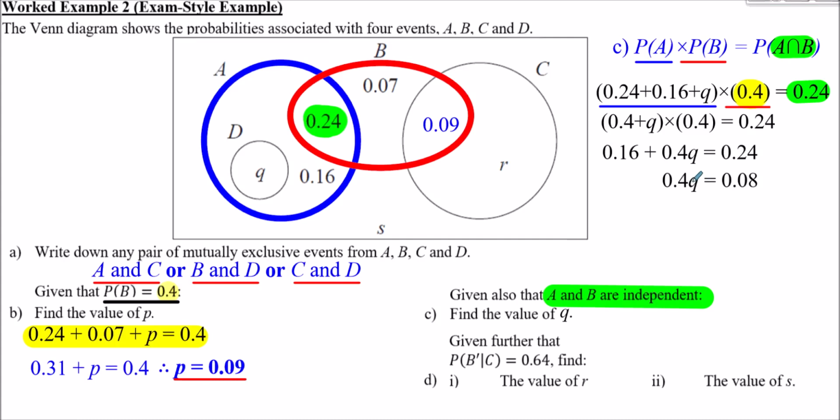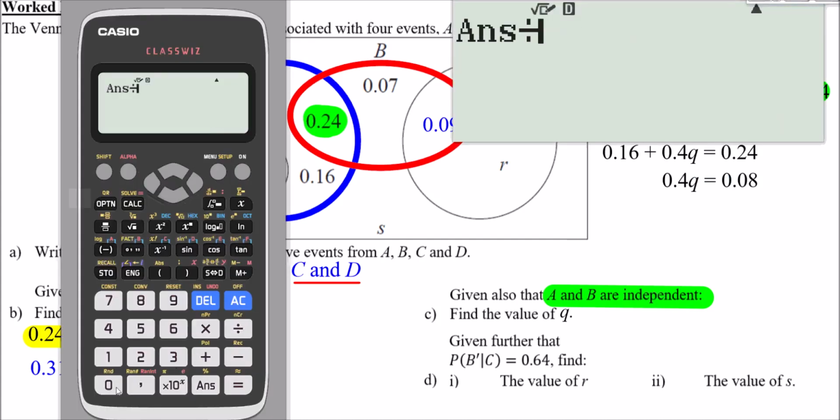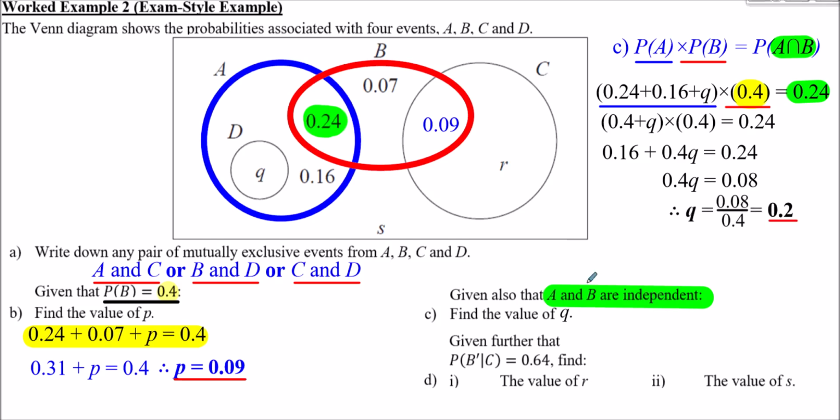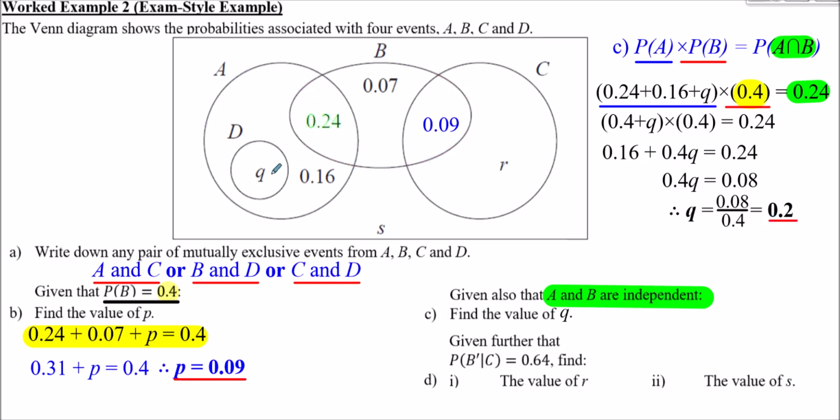And finally, to get Q on its own, we can divide both sides by 0.4. So divide that by 0.4, and we see that therefore Q must be 0.2. Then, because we worked out C, which is the value of Q, we can take Q out of the diagram and replace it with 0.2, because Q is 0.2.